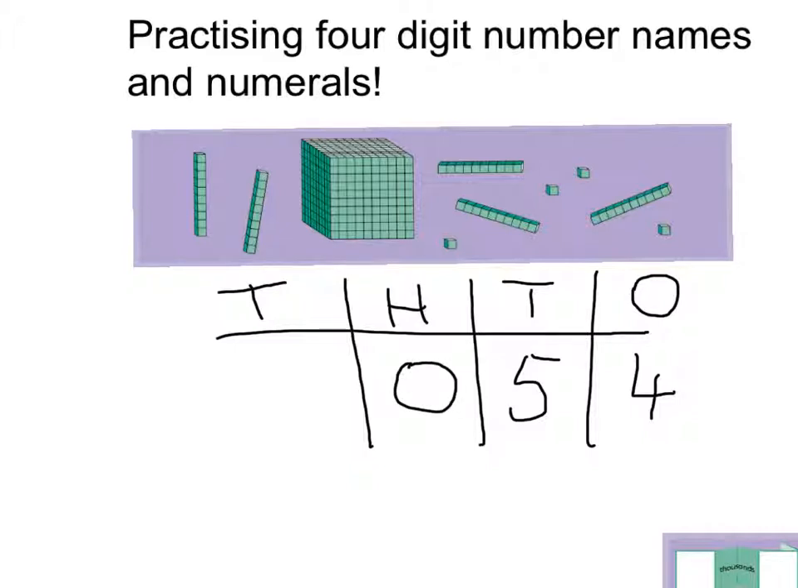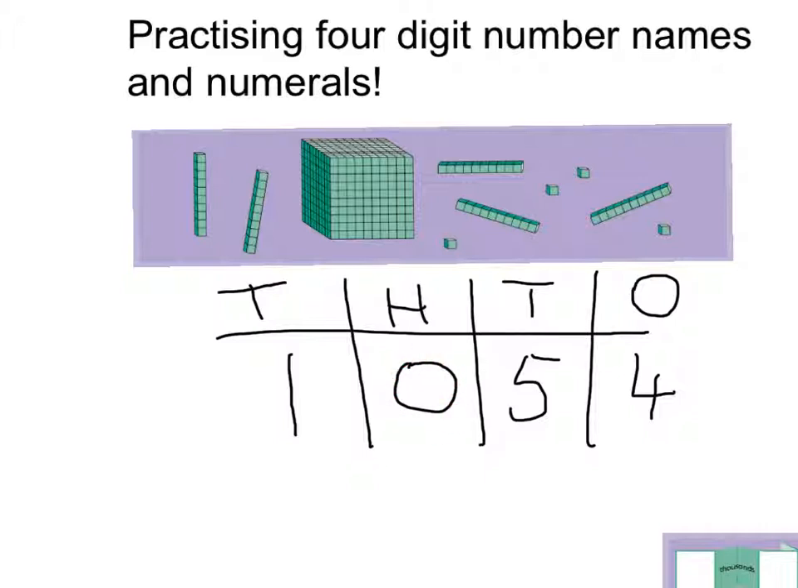And now I need some thousands. And we have 1 block of thousands. There we have it. There's our number, a 4-digit number, 1054. Interesting that we have no hundreds in this number, isn't it?